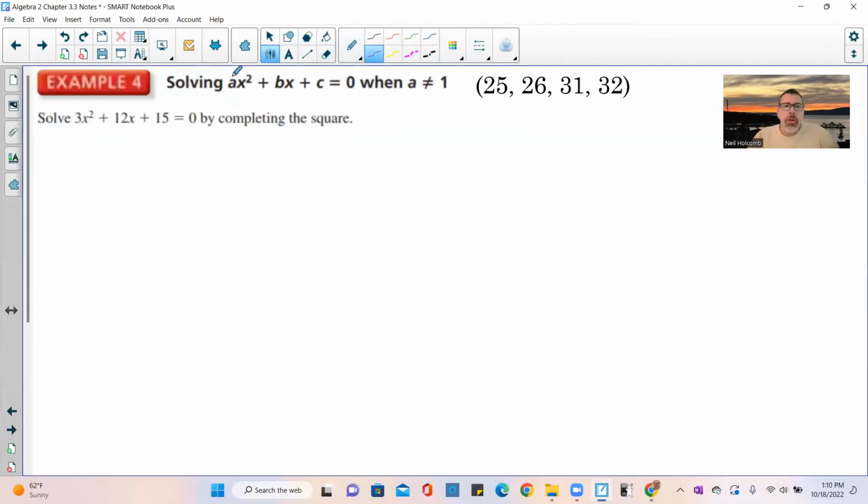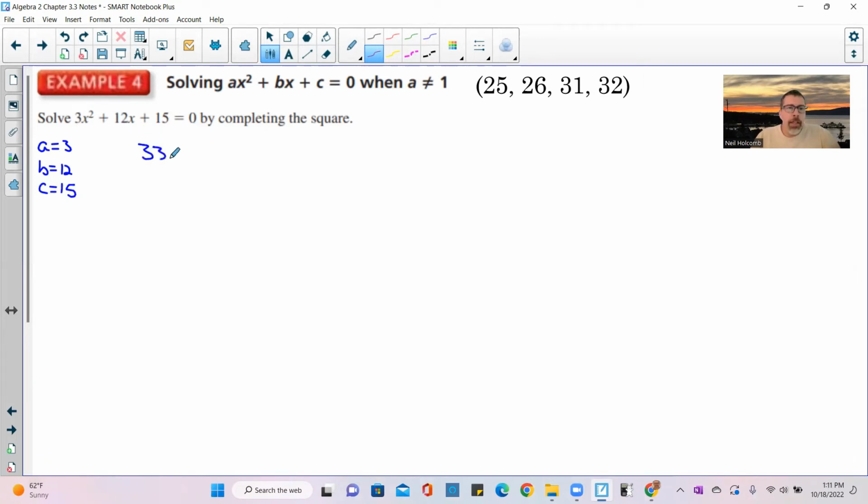Okay, example 4, solving a standard form equation, ax squared plus bx plus c equals 0, this time when a does not equal 1. So here we have a is 3. So before I start, I'm going to write a equals 3, b equals 12, c equals 15. So if I were to factor this, the first thing I want to do is get rid of this 3. So I'm going to divide both sides by 3.